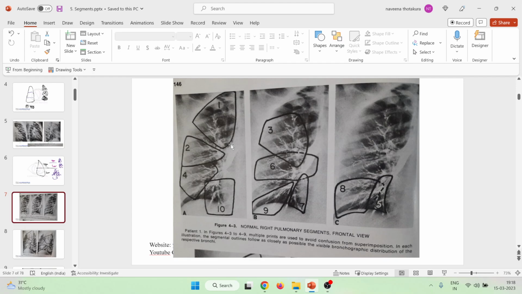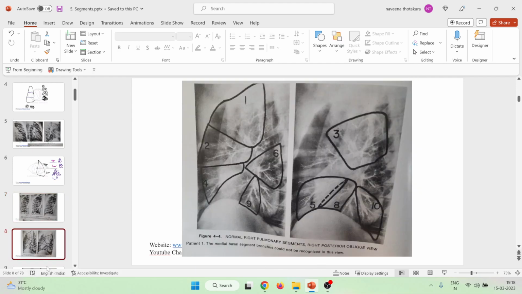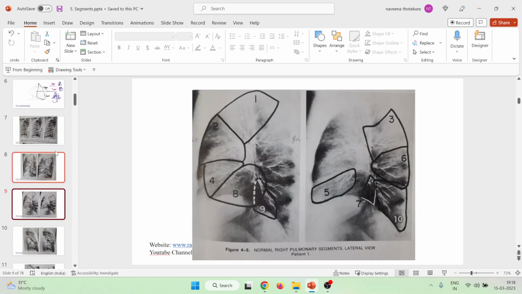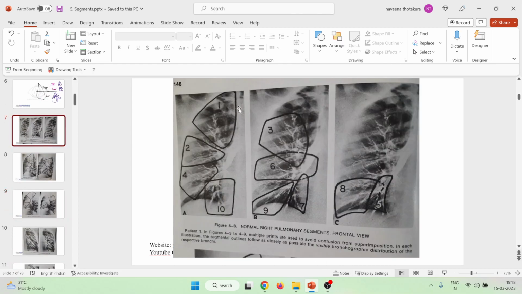So if you see here, we are seeing the right bronchopulmonary segments in frontal view, in the right posterior oblique view, and also in lateral view. First and foremost, in the frontal view, this is the first segment. In order to prevent confusion, we have overlaid one over the other. So we have an apical segment and anterior segment.